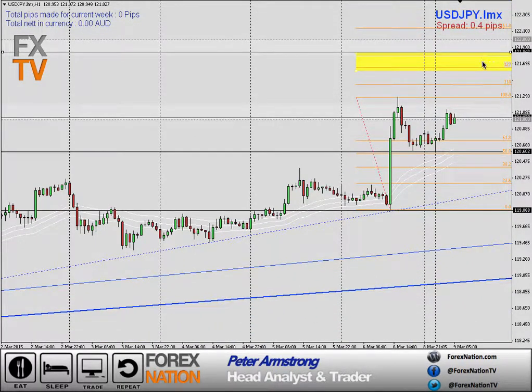And I'll be looking to get out up here at $1.21, 700 would be where my take profit is. And I do have a take profit there on my order. So we'll wait and see what happens there, but I'm quite confident in that trade as well.